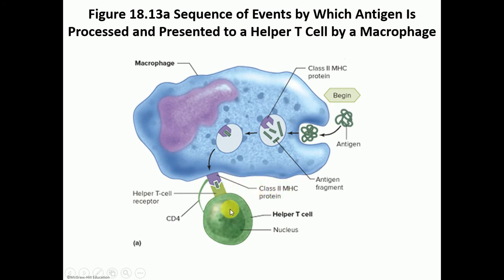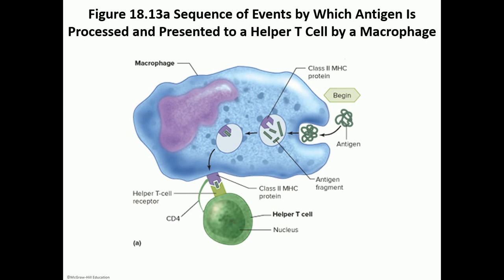Normally when this helper T cell is interacting with a class 2 MHC that is empty, that means there are no foreign bodies. But in this case, there is an antigen, or an antigenic fragment, attached to it. So now this helper T cell knows that there is a foreign body. That is known as the macrophage presenting the antigen to this helper T cell. That is why this macrophage is known as an antigen presenting cell, or an APC. APC again stands for antigen presenting cell.